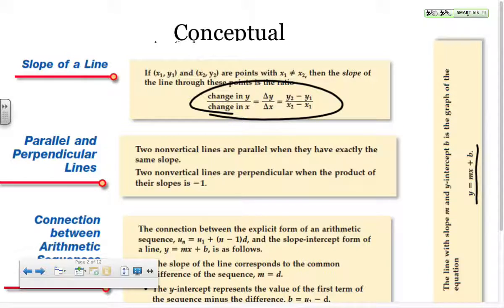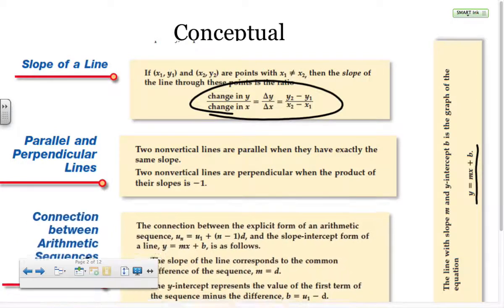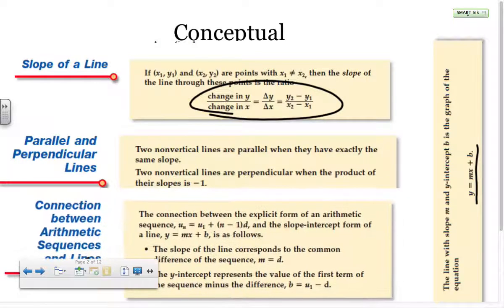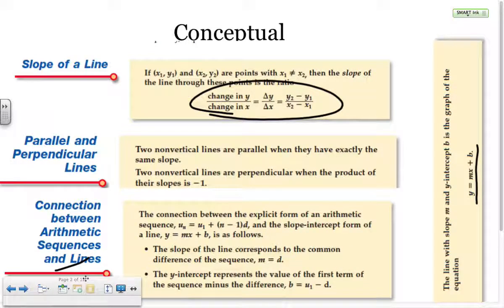So really quick, we'll talk about perpendicular and parallel in a second. What is the connection between arithmetic sequences and lines? If you were to simplify an arithmetic sequence explicit formula, it gives it in a little bit different form, but the common difference will be your slope, and your b value is u1 minus d. So all arithmetic sequences are lines.